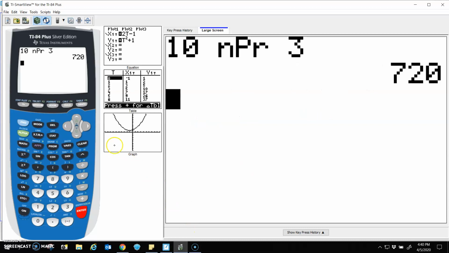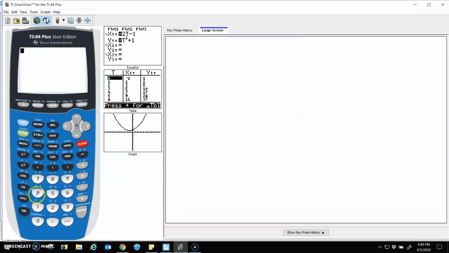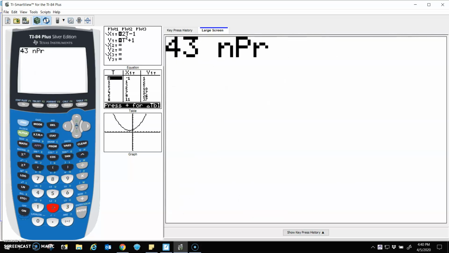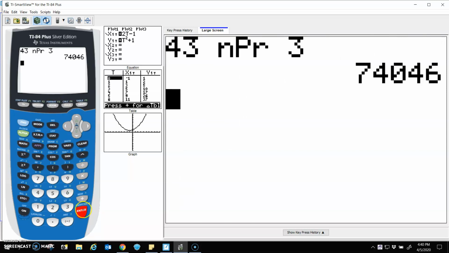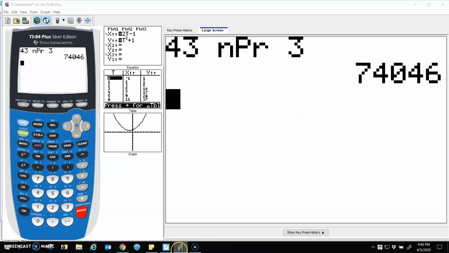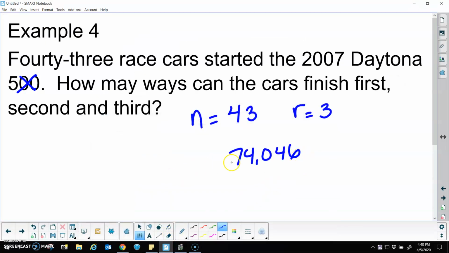Let's go back to our calculator, hit clear. It's 43, math, probability, number 2, and we want 3. So there are 74,046 different ways we can get a first, second, or third. What was it? 74,046, I think it was. Let's see if that memory's good. Damn good. Okay. I hope this is making sense.